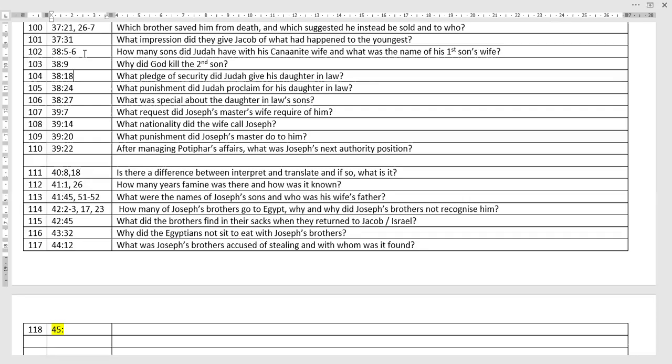Question 104. What pledge of security did Judah give his daughter-in-law? Verse 38:18. You know the story. Judah didn't do what he should and give the younger son to be her husband when he became old. So she had to go a long way about it, pretend she was a harlot and so forth. The answer is in verse 18, which reads: and she said, what pledge shall I give thee? And she said, thy signet, which is the ring, and thy bracelets, and thy staff that is in thine hand. And he gave it to her and came unto her, and she conceived by him. And you read the story.